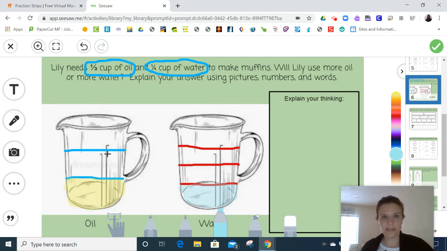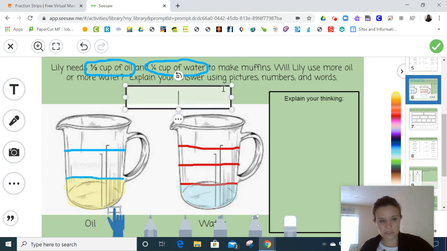So if I want to explain that, it says to explain it using pictures, which I did, numbers, which I could do, and then words over here. So I am going to use a text box because I like using text boxes. When you do fractions on the computer, it's a little bit tricky. You have to do them going across. So 1-3 stands for 1/3. Okay, and I'm going to use my resizer.